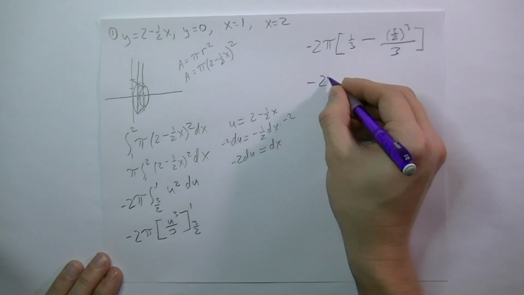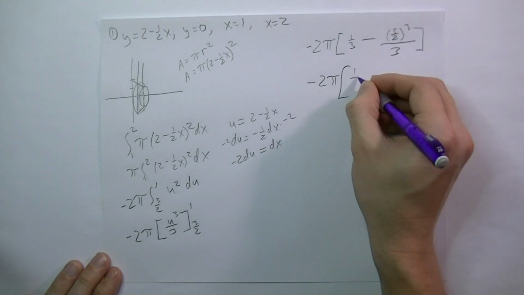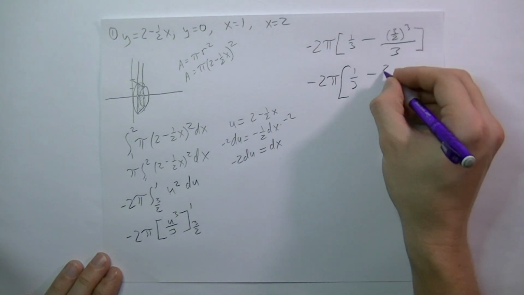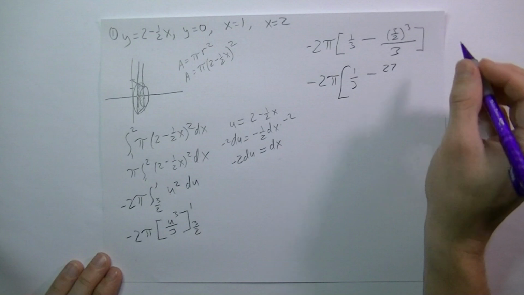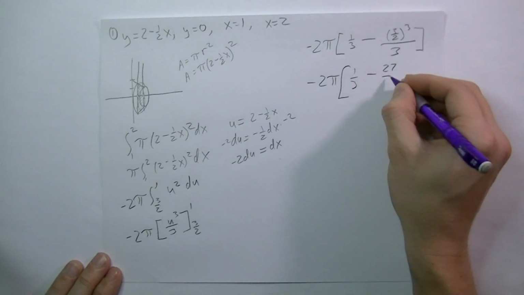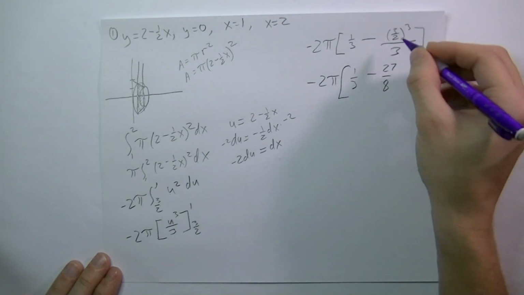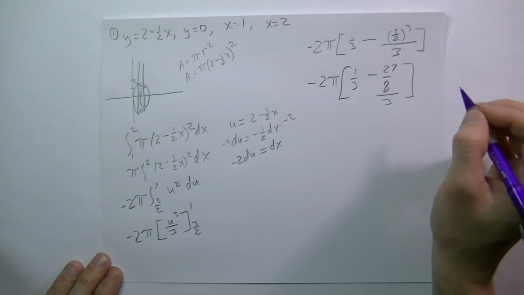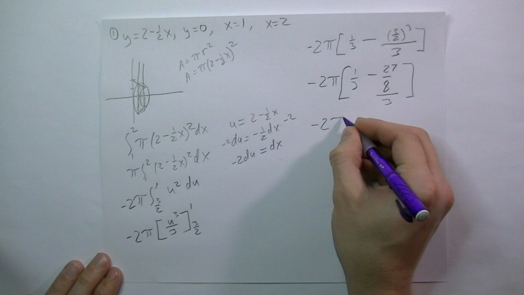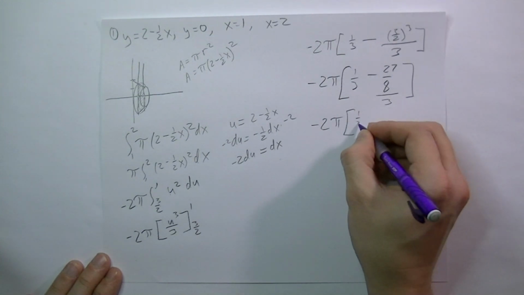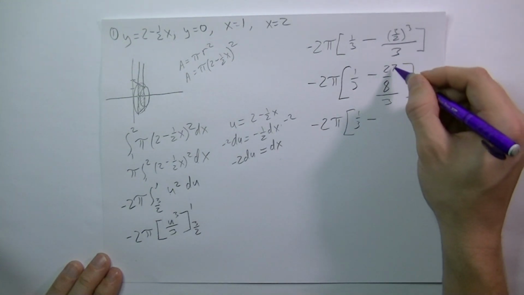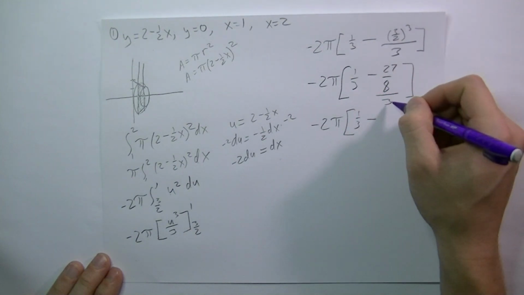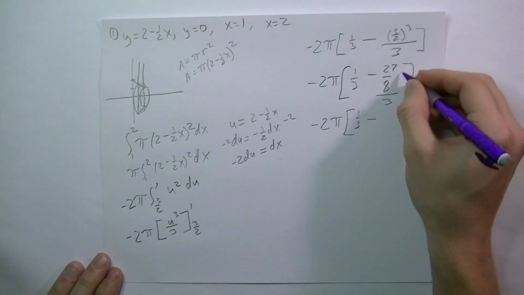Okay, so negative 2 pi times 1/3 minus 3/2, 3 cubed is 27. 3 times 3 is 9, times 3 is 27. And 2 cubed is 8. 2, 4, 8. And all of that is divided by 3. Okay, so negative 2 pi times 1/3 minus, I have a fraction and I'm dividing here, so I need to multiply by the reciprocal. The reciprocal of 3 is 1/3.